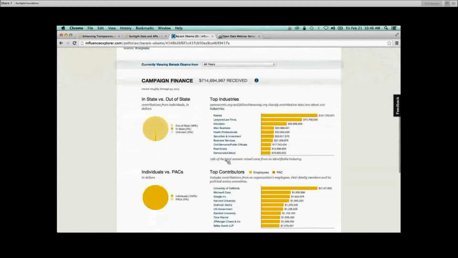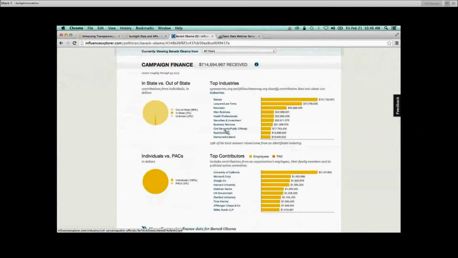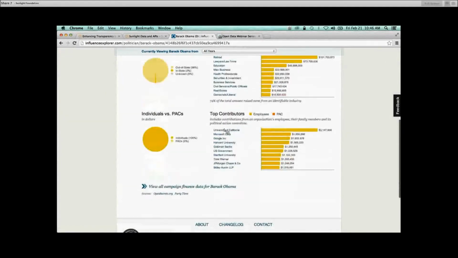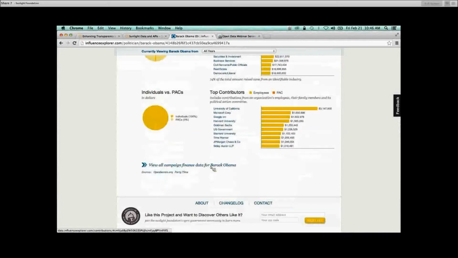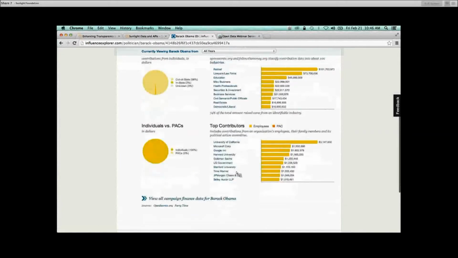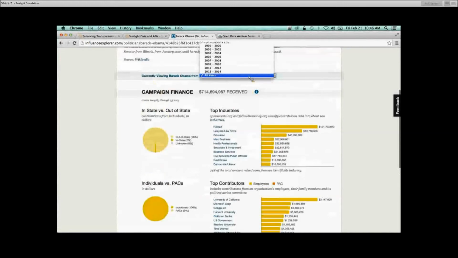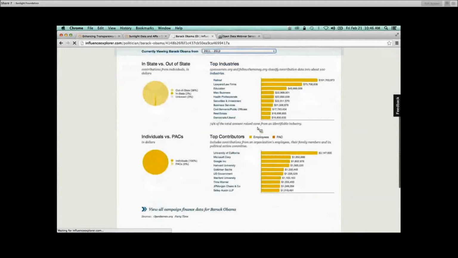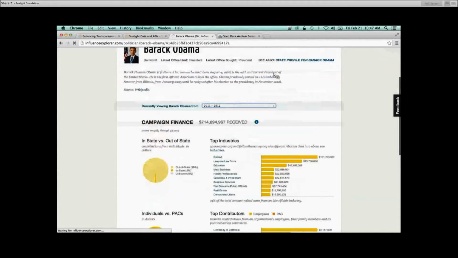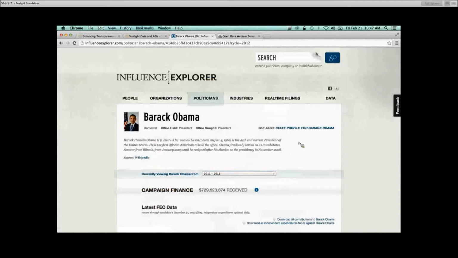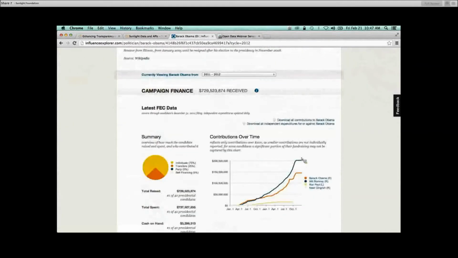So you see here, there's campaign finance data on Obama. And then once again, you can also download this information for him, or you can change the period in which you're interested in looking at the campaign finance data, and it just changed for us right now, as you can see here.